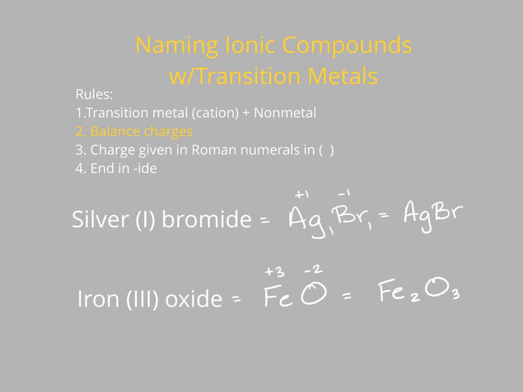For the first one, you should have had AgBr because our charge on silver is a +1, and we know our bromine is a -1, so it's already balanced, so we can just write it as is, AgBr.